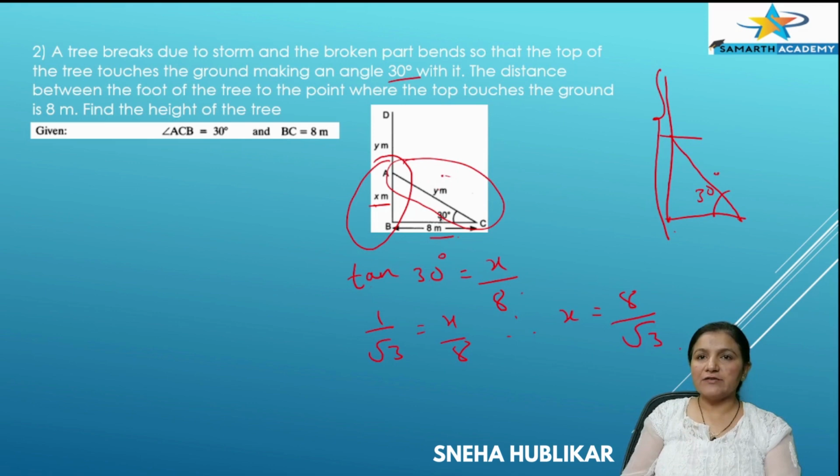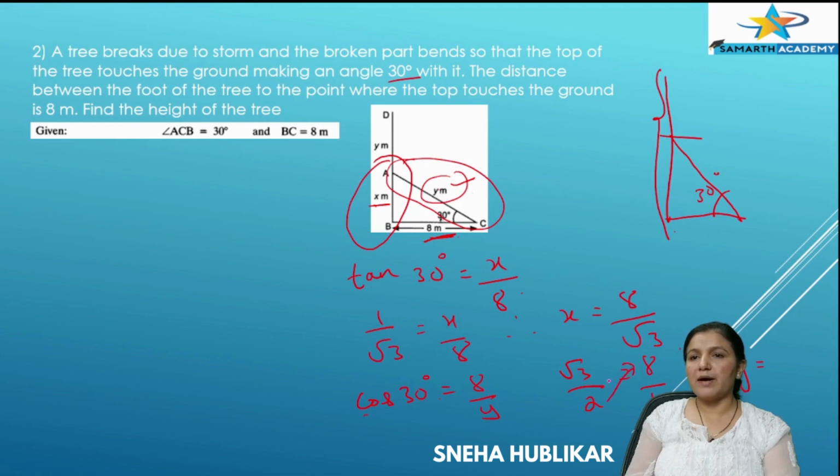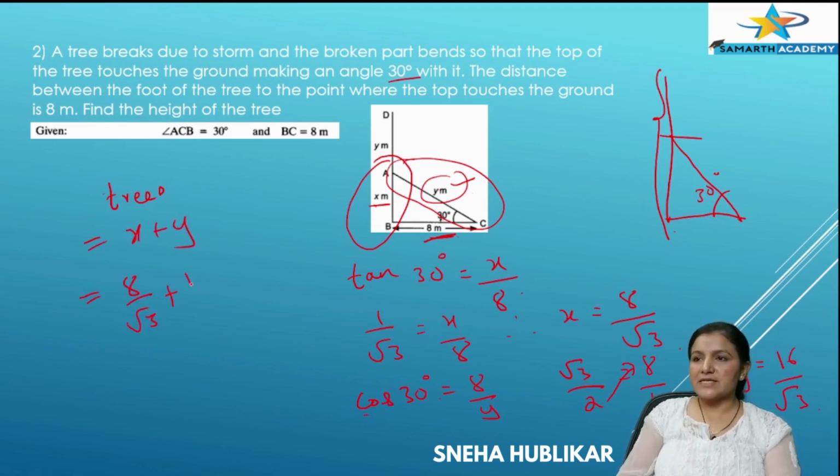And for finding y, which is the hypotenuse, the ratio related with hypotenuse and adjacent side is cos. So cos 30 degrees is equal to adjacent side by hypotenuse. Cos 30 is root 3 by 2, equal to 8 by y. So what is y? Y is equal to, cross multiply, 8 into 2 by root 3, that is 16 by root 3. Hence, the height of the tree is equal to x plus y, which is 8 by root 3 plus 16 by root 3, that is 24 by root 3.